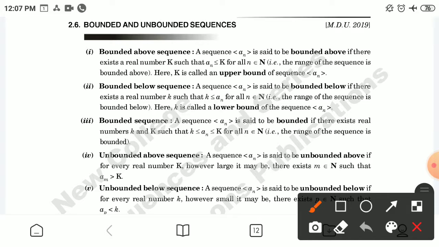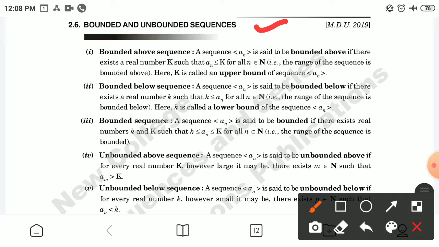Now next definition for bounded and unbounded sequences. First definition for bounded above sequence. A sequence {a_n} is said to be bounded above if there exists a real number K, K is large, much large, such that a_n is less than or equal to K for all n belongs to N. That is, the range of the sequence is bounded above. Here K is called the upper bound of sequence {a_n}.